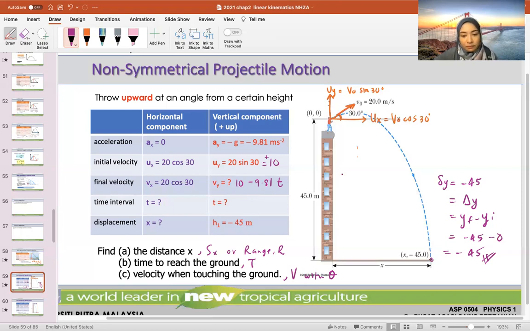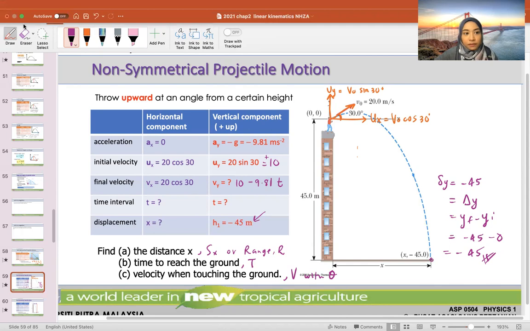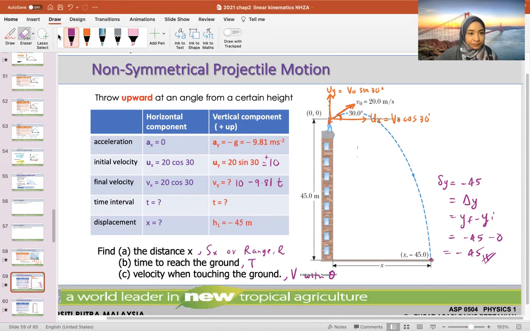Anyone? What should we do with this information? V squared equals U squared plus 2as. Yes, we can. Can we use that? V squared equals U squared plus 2as. Okay, let's use that. And from here, we know this, and we already know this. So this would solve for the V.